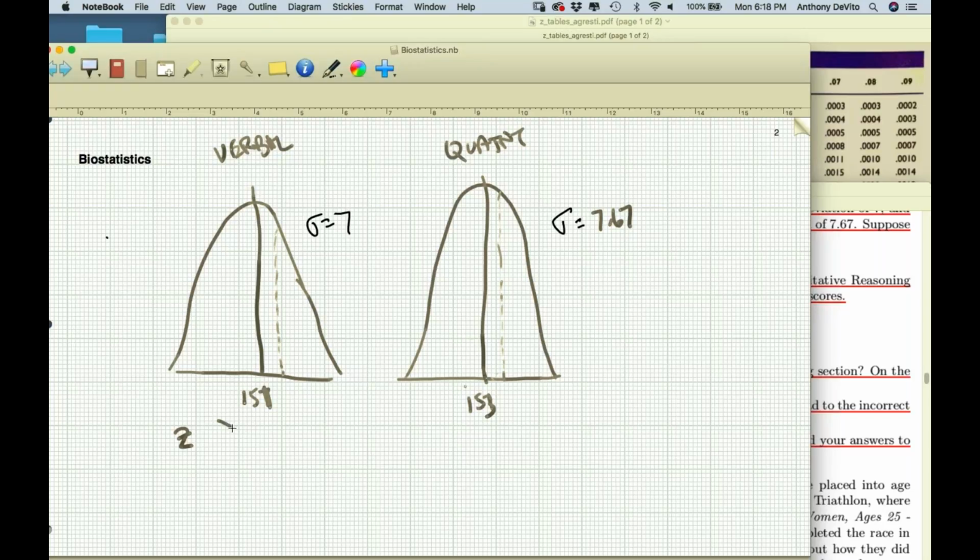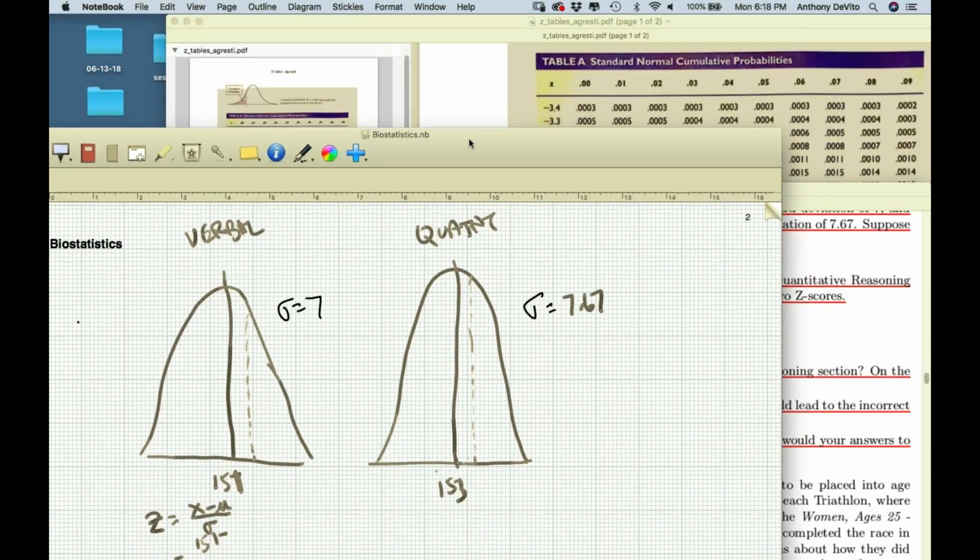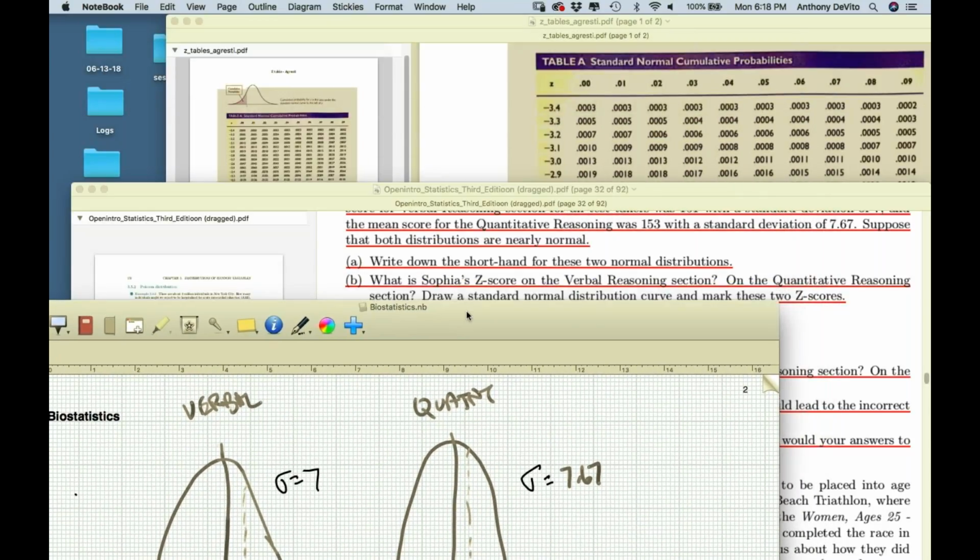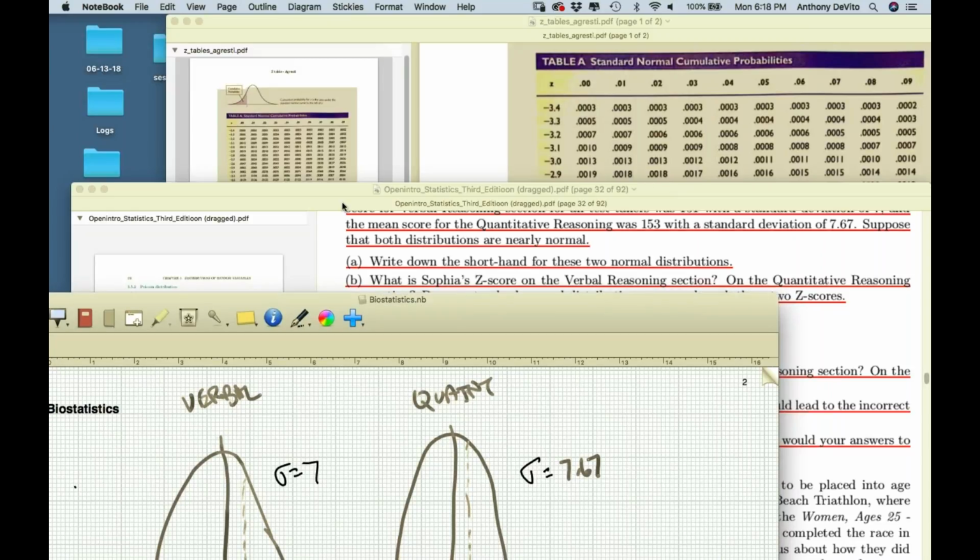Well, we take the value, her score, we'll call that x, minus the mean for all students, over the standard deviation. In this case, it's going to be her score minus 151. What's her score again, 160? Her score was 160 or 153.